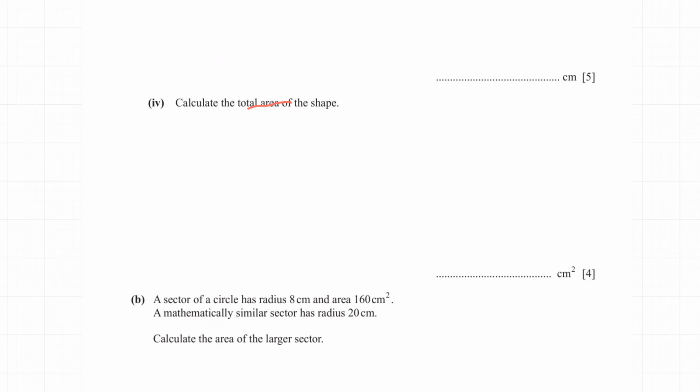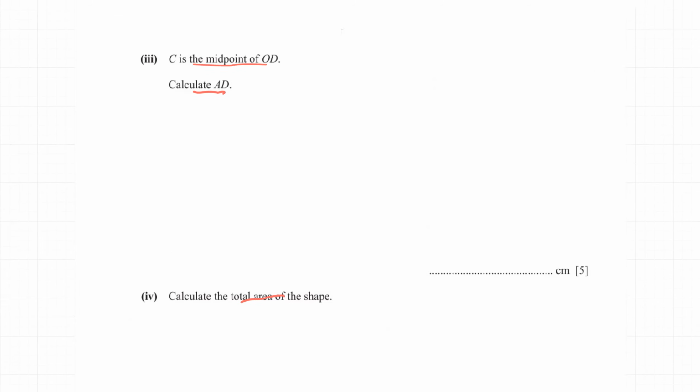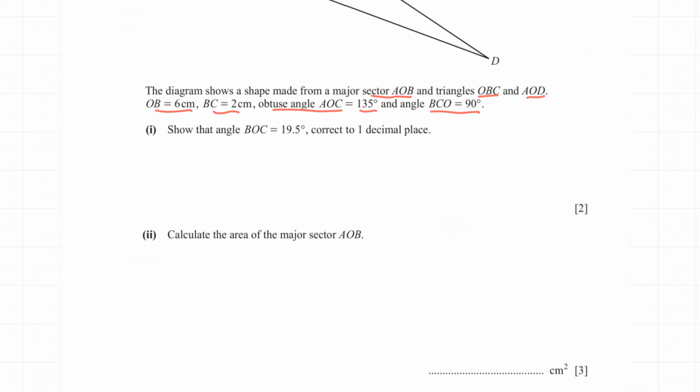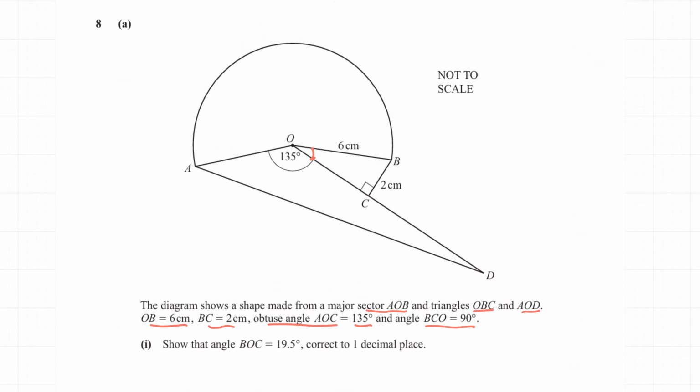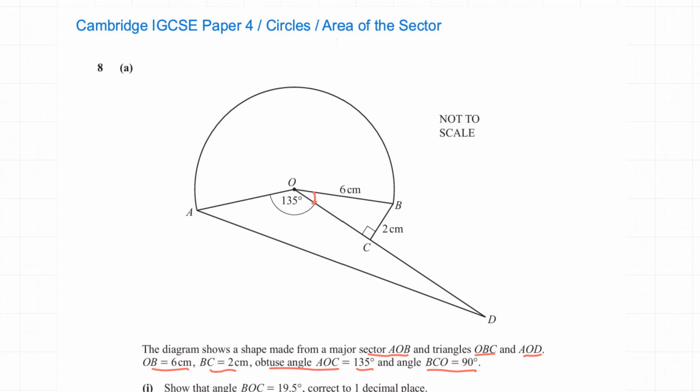Then there's another bit that says a sector of a circle has radius 8 centimeters and area 160 centimeters square. A mathematically similar sector has radius of 20 centimeters. Calculate the area of the larger sector. So now, how do we do this question? It's not difficult, it's just a bit long, that's it.